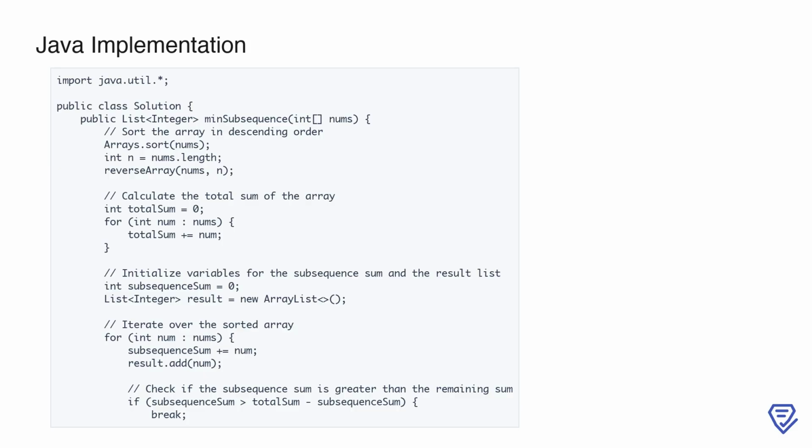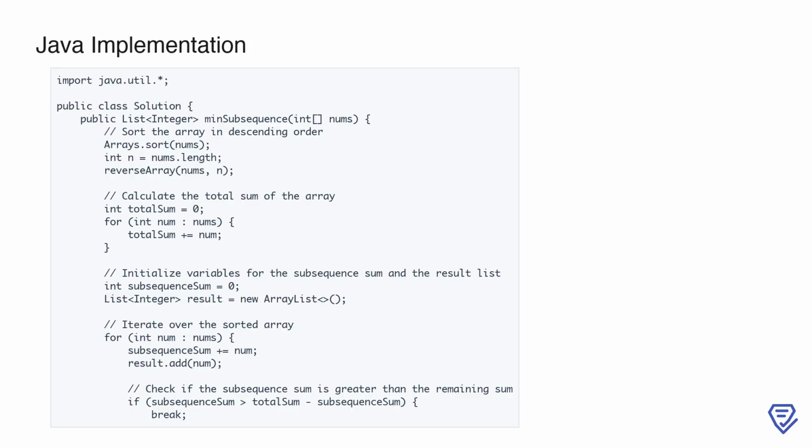First, we sort the input array in ascending order using Arrays.sort. Since we need the numbers in descending order, a custom helper method, reverseArray, is called later to reverse the array. After sorting, we calculate the total sum of all elements in the array by iterating through it in a simple loop. Next, we initialize two variables, subsequenceSum, which will track the sum of the numbers we add to the subsequence, and result, an ArrayList to store the elements of the subsequence.